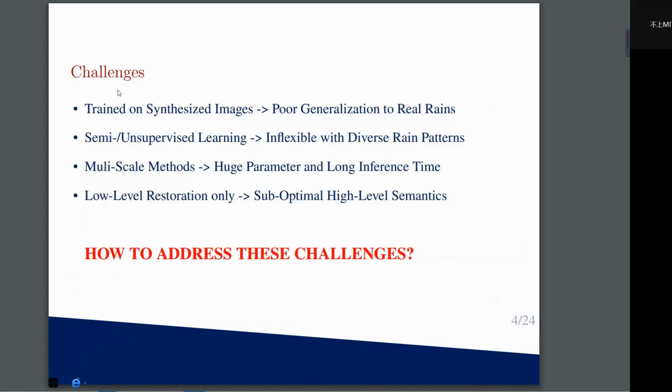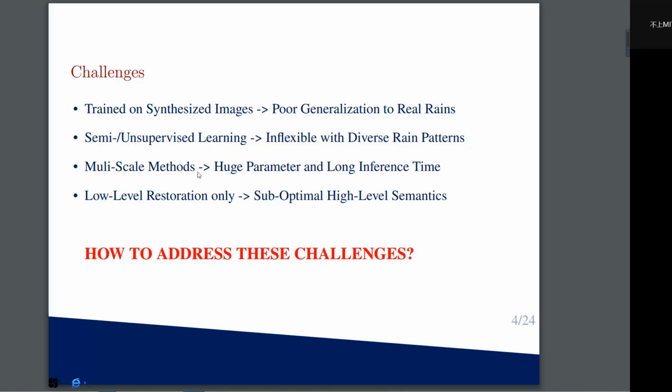As we can see from the previous figure, deraining has several challenges. First, most methods are trained on synthetic images, which leads to poor generalization ability to real-world rain patterns. The semi-supervised and unsupervised learning methods attempt to address the former limitation by transferring the knowledge from the synthetic domain to the real-world domain. However, these methods are very inflexible with diverse rain patterns.